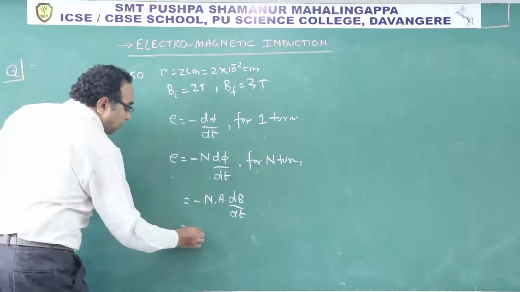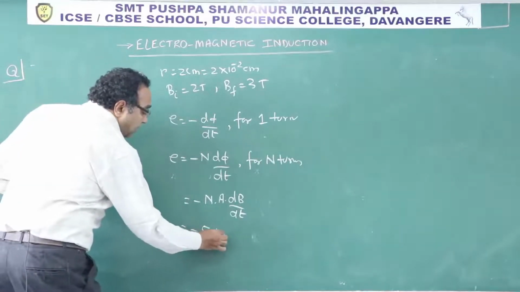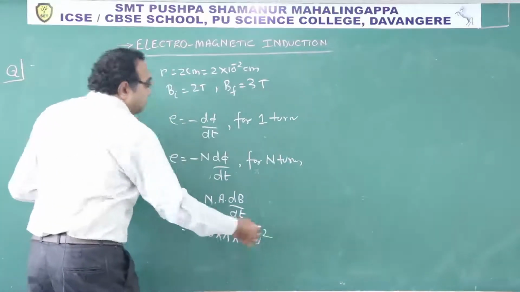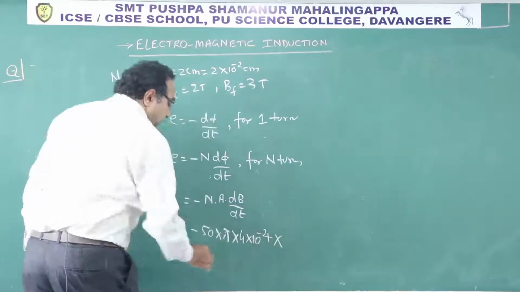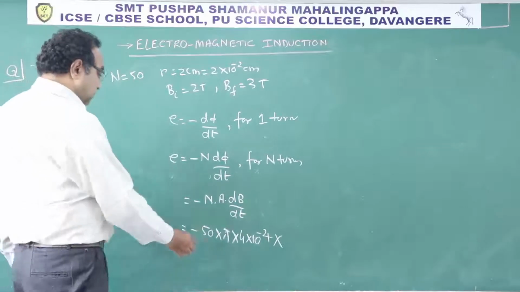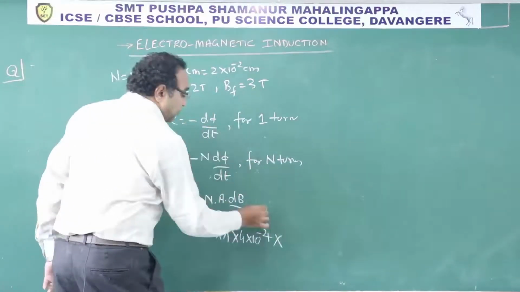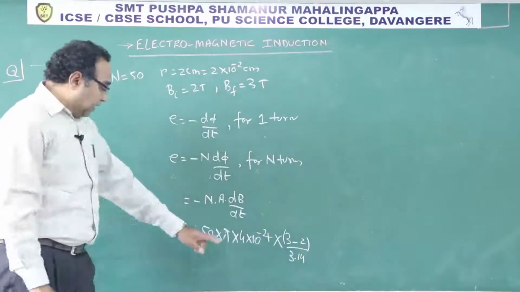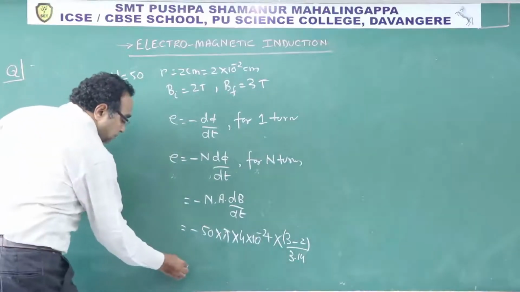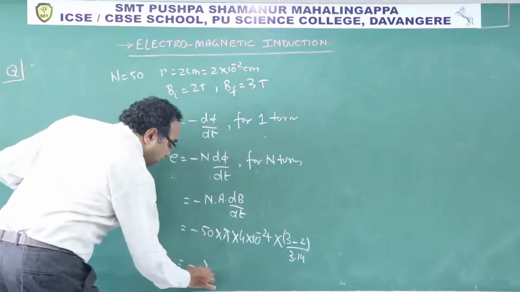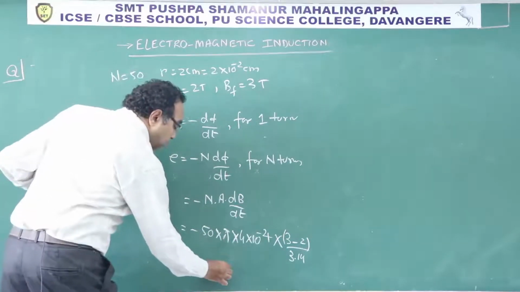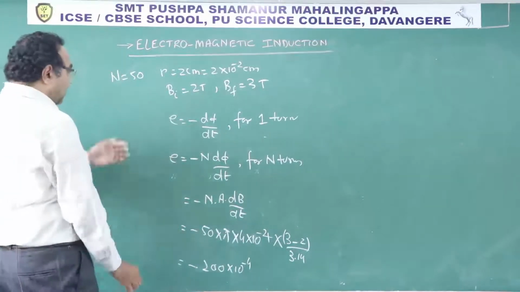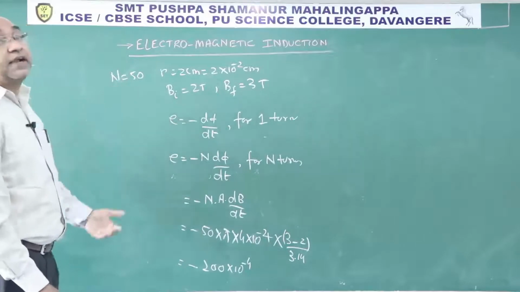So this will give us what? Minus of n. N is 50. Area is pi r square, which is 4 into 10 power minus 4, into we have dB is 3 minus 2, and here I have 3.14. Pi cancels out. So what you get now? Minus of this into 10 power minus 4. See how you can keep on changing based on the data which is given.